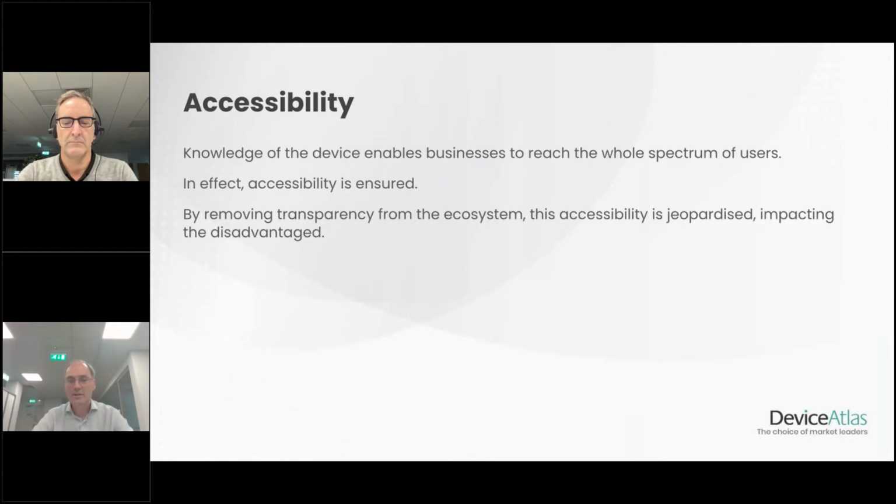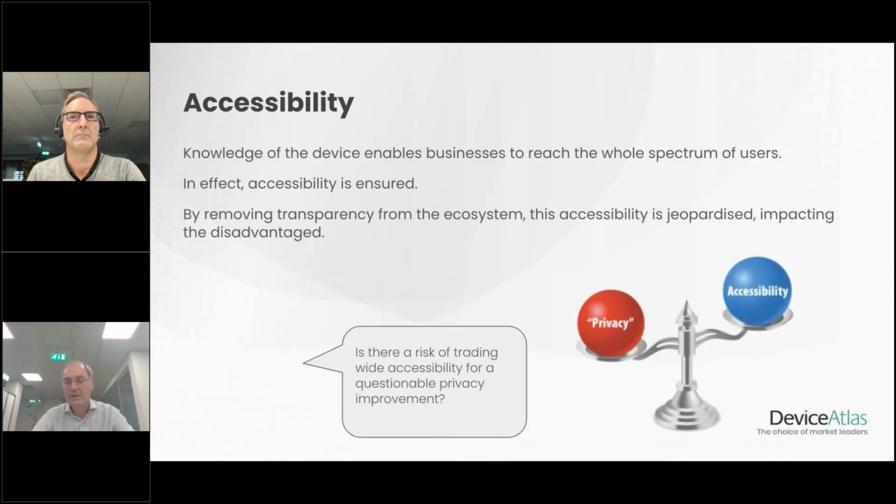So where does this change lead to? The key word is accessibility. For content to be accessible, you have to be able to consume it on your device. And this is now jeopardized on the first request. And the core problem here is removal of transparency from the ecosystem. By removing the transparency, accessibility is jeopardized. That impacts the disadvantaged, and I would suggest that it is contrary to the vision of the web.